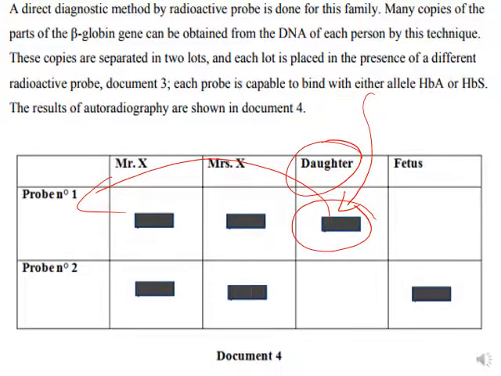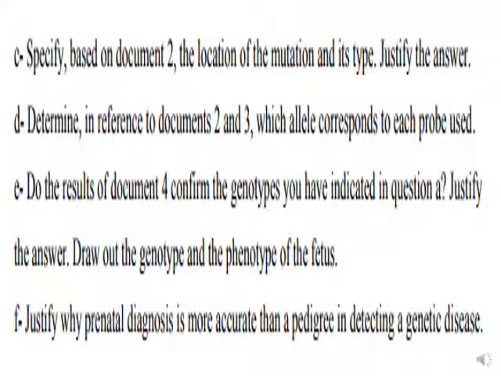What did they ask you? Specify, based on document 2, the location already located at position 7 and its mutation. You have to give the type. Determine, in reference to documents 2 and 3, which corresponds to the probe used. So we said that probe number 1 is for the mutant and probe number 2 is for the normal. E. Do the results of document 4 confirm the genotype you have indicated in question A?